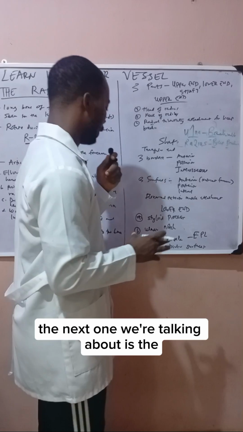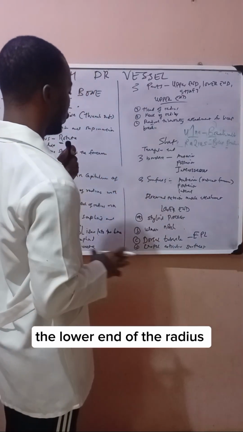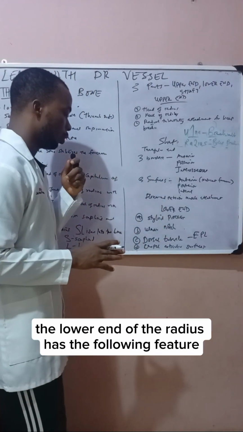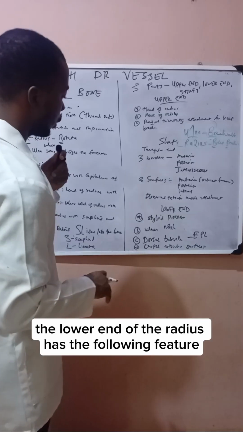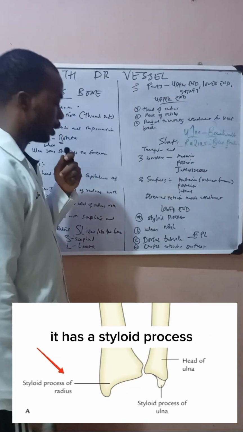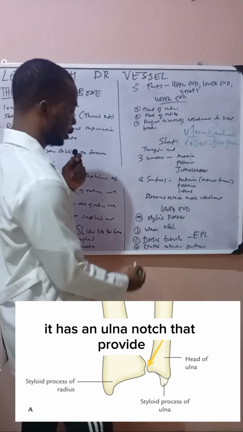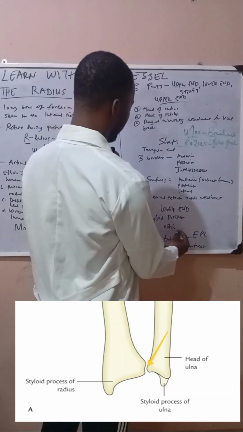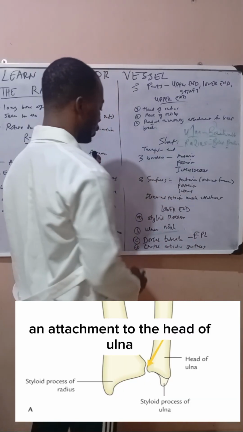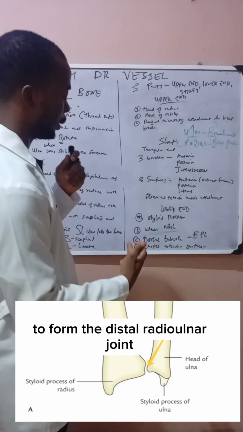The next we're talking about is the lower end of the radius. The lower end of the radius has the following features. It has a styloid process. It has an ulnar notch that provides attachment to the head of the ulna to form the distal radioulnar joint.